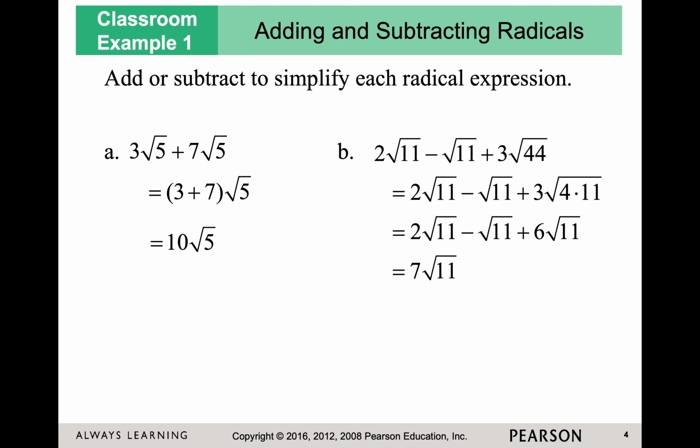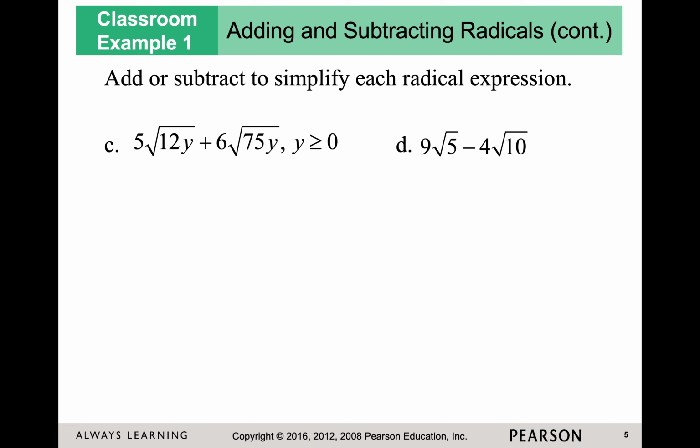So the caveat to finding like terms here is you might be able to make something be a like term. So always look at that. Here I have 12 and 75. Is there anything I can do to these to force them to be like terms? Well, 12 is divisible by 4. And 75 is divisible by 25. Let's see where that gets us.